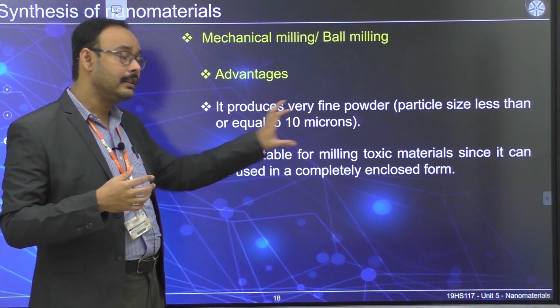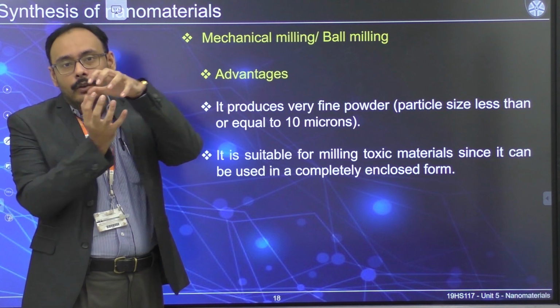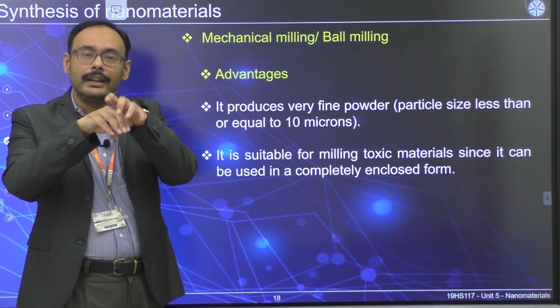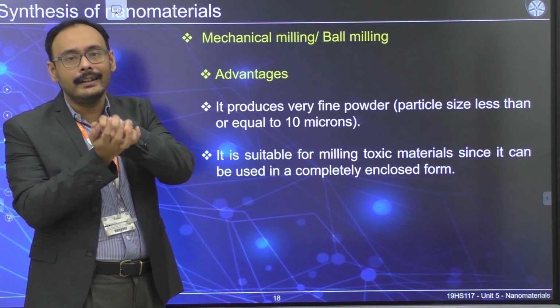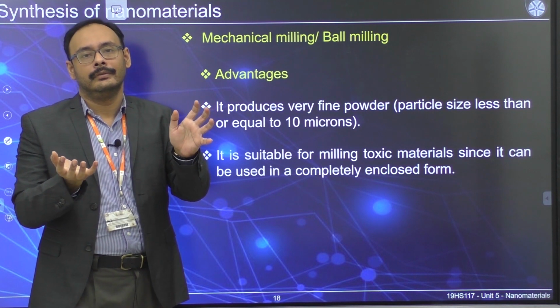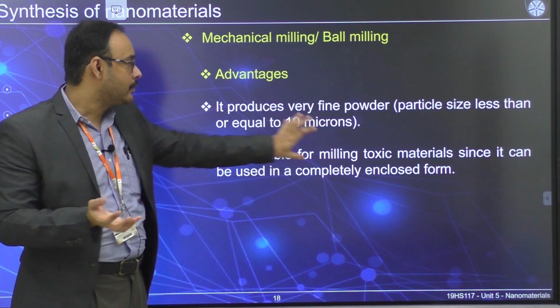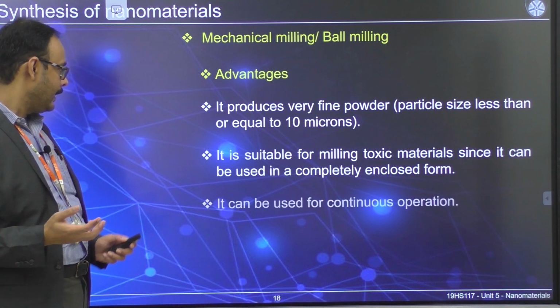then this is probably one of the best processes to use, because the entire thing is happening in a closed chamber. You are just putting toxic material and balls in a sealed chamber, you rotate, and at the end only you are taking them out. Okay, so this is suitable for milling toxic materials.